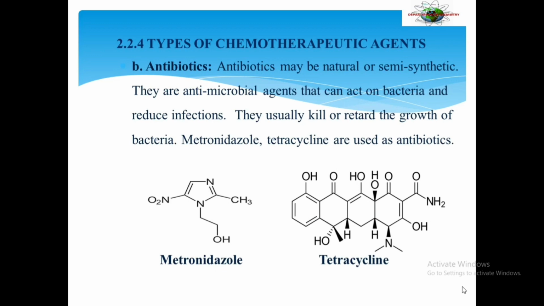The next type of antibacterials are antibiotics. Antibiotics may be natural or semi-synthetic. They are antimicrobial agents that can act on bacteria and reduce infections. They usually kill or retard the growth of bacteria. Metronidazole and tetracycline are used as antibiotics. These are the structures of metronidazole and tetracycline. In metronidazole we have an imidazole ring, and in tetracycline we have 4 cyclic rings present in the molecule.